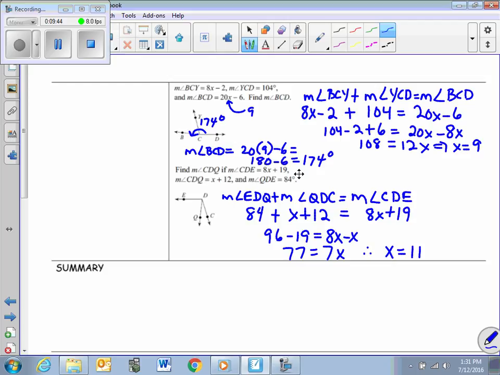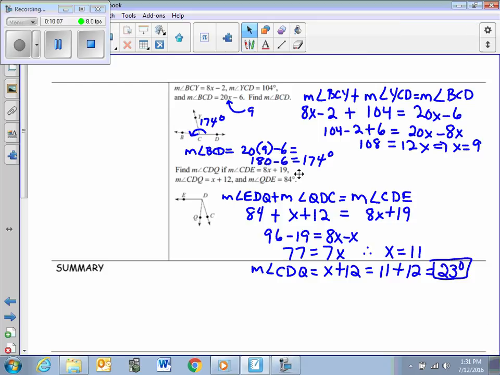So CDQ, let me come right down here. I got to take up a little bit of my summary space. Measure of angle CDQ equals x plus 12, which is 11 plus 12, which is 23 degrees. Don't forget your units. Write yourself a nice summary, and there you have it.